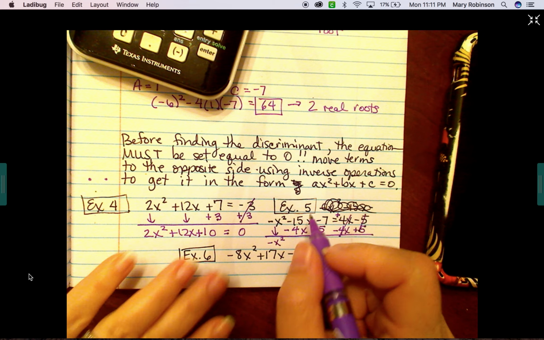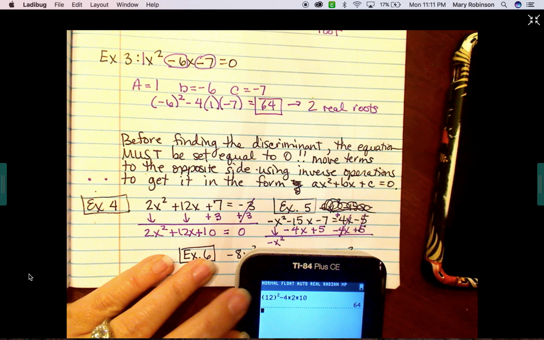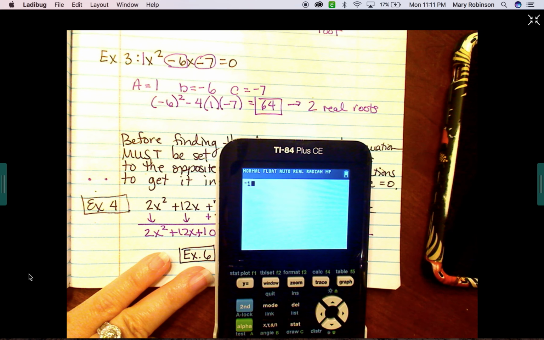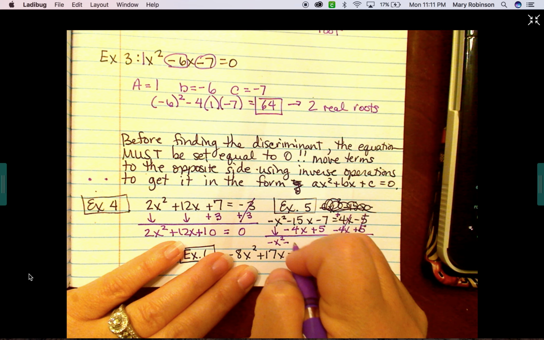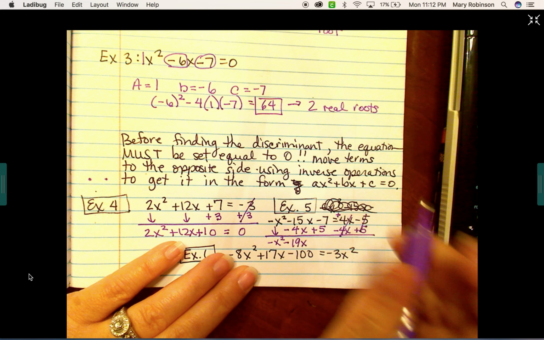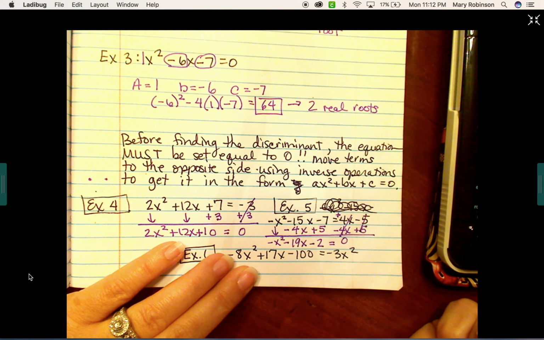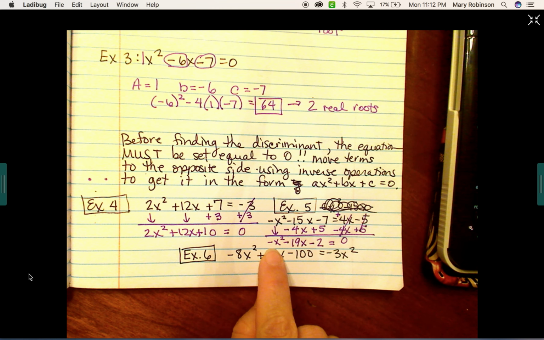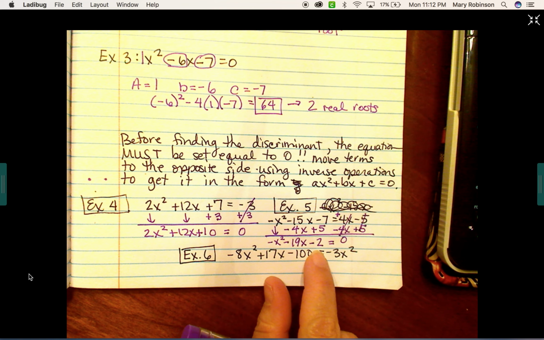Negative 15x minus 4x is, don't be shy, if you need to, use your calculator. Negative 15 minus 4 is negative 19. So the coefficient here is negative 19x, and then negative 7 plus 5, feel free to use a calculator, is negative 2, and it is equal to 0. Now your A value is negative 1, your B value is negative 19, and your C value is negative 2. And that is what you plug into b squared minus 4ac to find your discriminant.